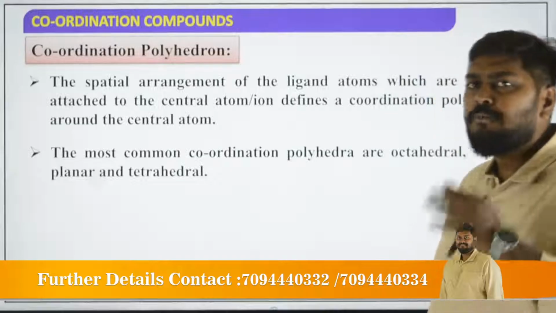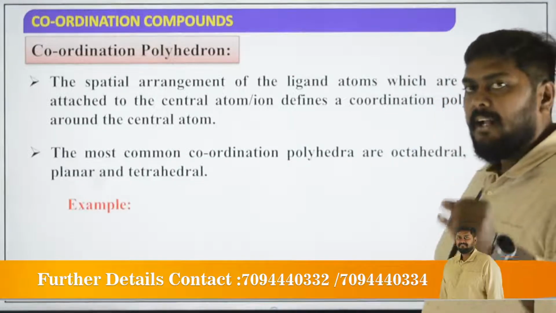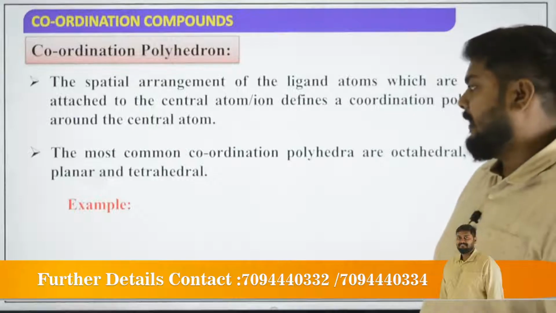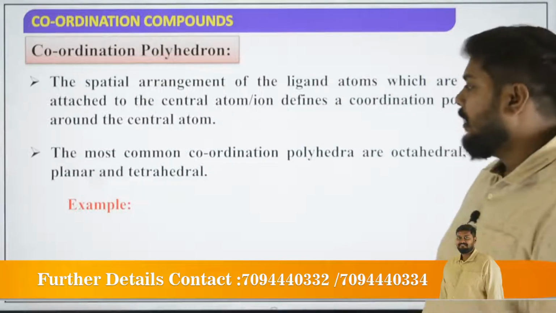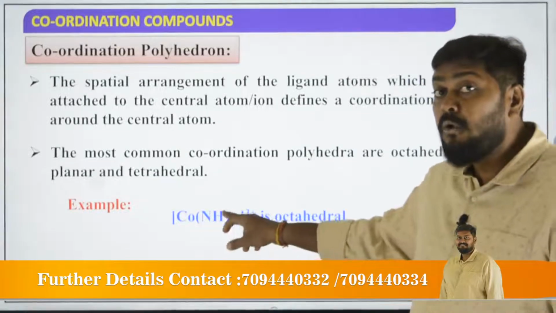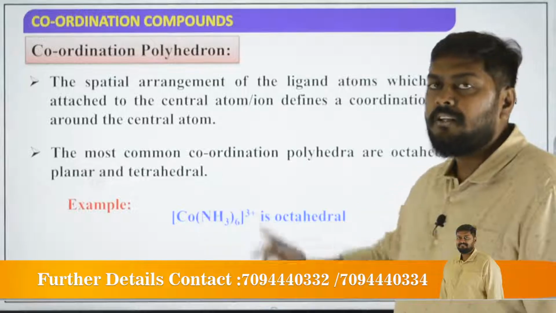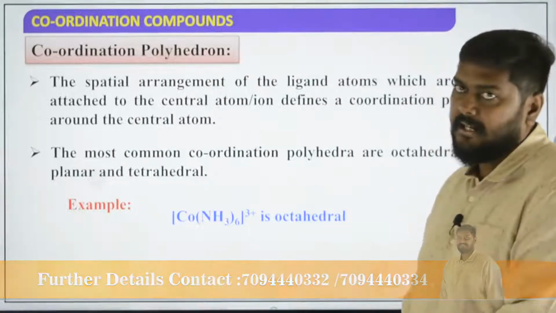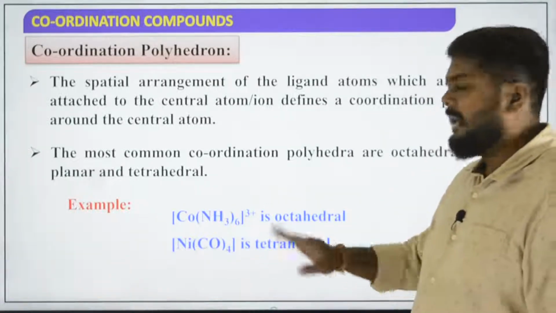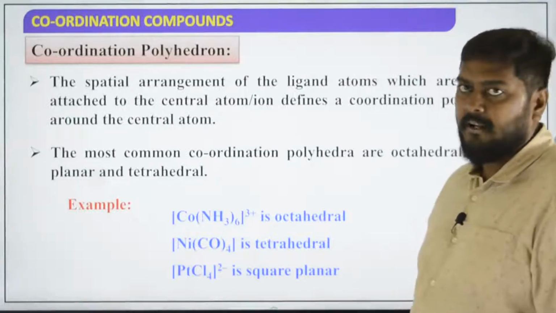So காமனா யூஸ் பண்ணக்கூடிய coordination polyhedron என்னெல்லாம் அப்படின்னு பாத்தீங்கன்னா square planar, tetrahedral and as well as octahedral. I have given some examples for octahedral. So if you have 6 ligands, that is 6 monodentate ligands with your central metal atom, then it is called the octahedral. If you have 4 ligands, that may be tetrahedral or it may be square planar, right?